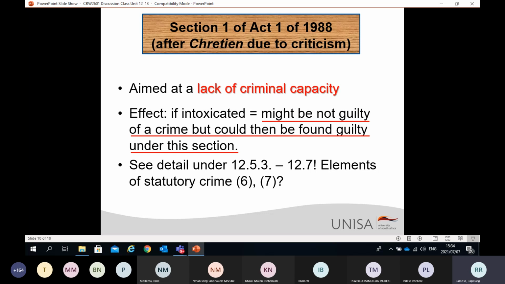Now, obviously, if the accused is acquitted from the charge, it means that the prosecution can have a second bite by virtue of Section 1 of Act 1 of 1988. But now, effectively, it has to make a complete about turn. Whereas at first it went out of its way to prove liability, this time under Section 1, it has to prove non-liability. It has to go out of its way to establish beyond a reasonable doubt that because of intoxication, X lacked criminal capacity. And it has to prove that element beyond a reasonable doubt.